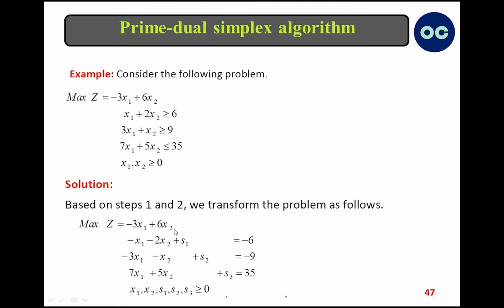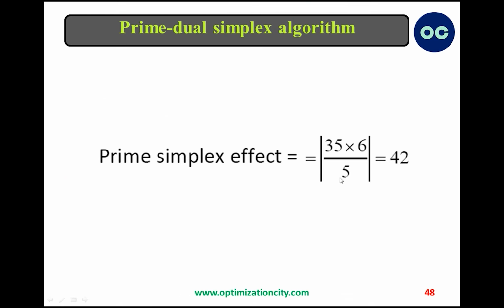You know that you should move this part of the equation to the other side of the equal sign, so it's very simple. So really it's -6, and 32 is 5, so it should be positive, and we add the 5 to this part of the equation. So we have 42 as the prime simplex effect.